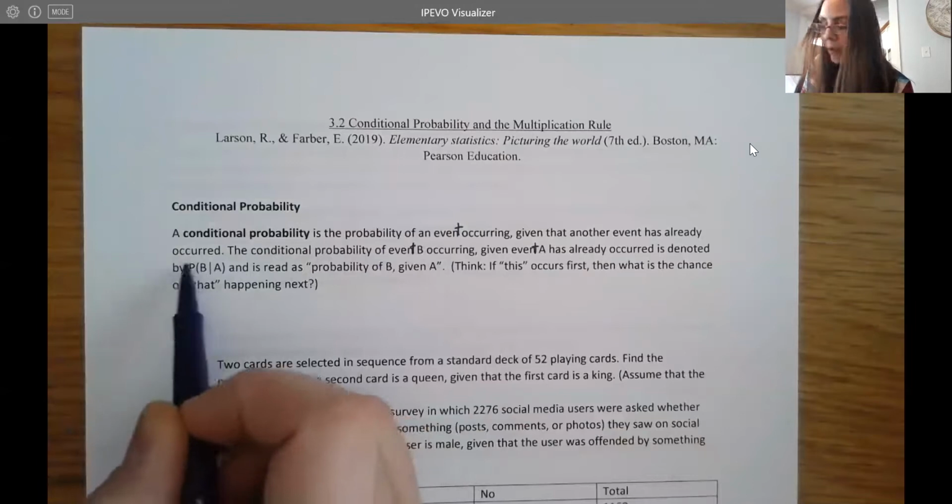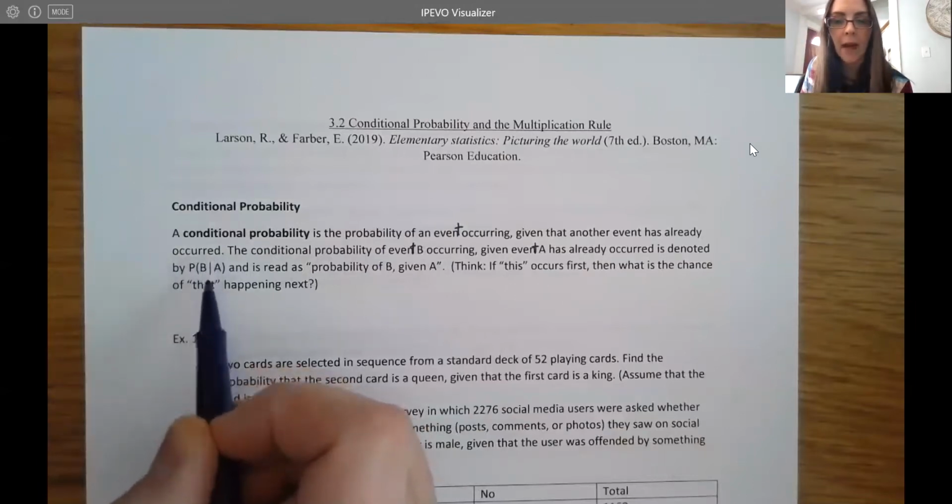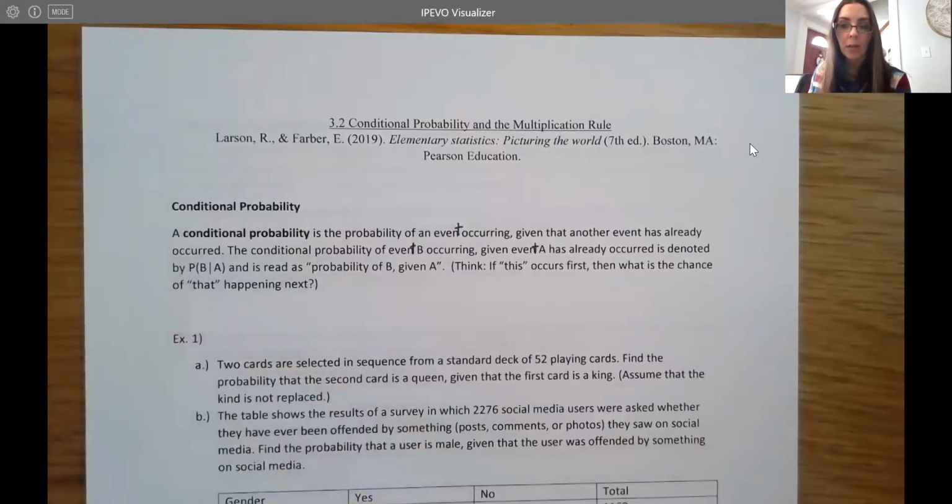So we have the probability of B. This vertical line in math often means the word given. We use it with set notation as well. So the probability of B given A. What you want to think here is that if this occurs first, then what is the probability of that happening next? Okay, so that's the idea we're thinking of. If something occurs first, and we want to know what the probability is of the second event happening. So that's a conditional probability. One event comes after a first event.